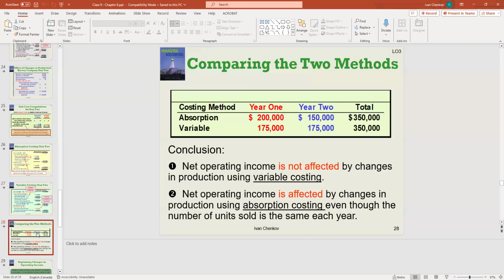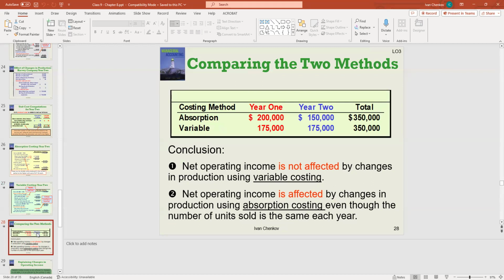What's the conclusion that we can draw now? Once we look at the results of year 1 and year 2, when we compare them and get the total under both systems, we're going to generate exactly the same income, once we start with zero inventory and end up with zero inventory. And that income will be $350,000 cumulative over 2 years. But the interesting thing is now, the variable costing is producing exactly the same income.